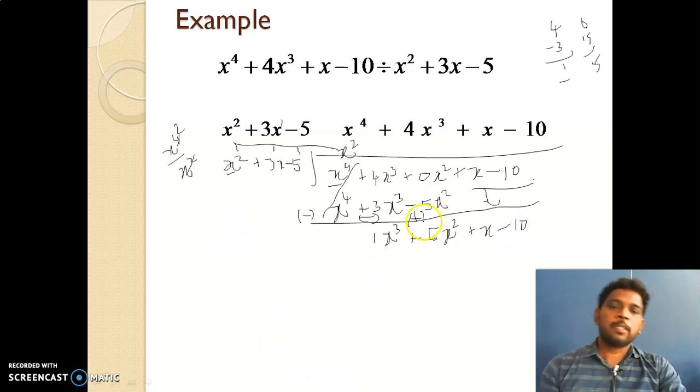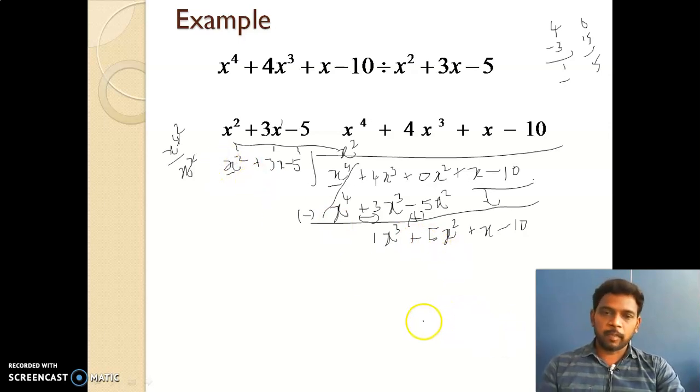Next, check the degree of the remainder. Here the degree of the remainder is 3, power 3, and the degree of the divisor is 2. So this is greater than this one, so continue the process.